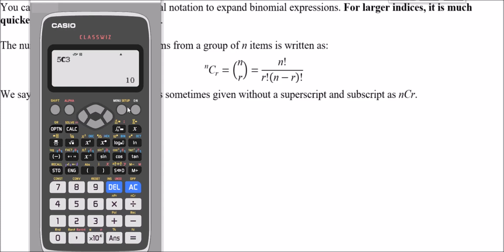5C3 was 10. Now what you don't need to worry about at all for this stage of the A level is this nPr button. The P stands for permutations. And so the total number of different arrangements of 3 letters being picked from 5, where order matters, was 60, wasn't it? So if we try 5P3, we get 60. But for the binomial expansion, we're only interested in nCr. And so nCr actually essentially generates the coefficients of Pascal's triangle for us, which is absolutely fantastic.